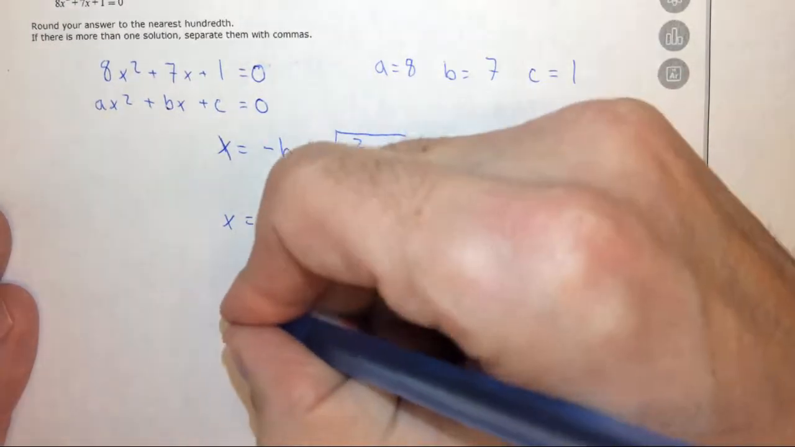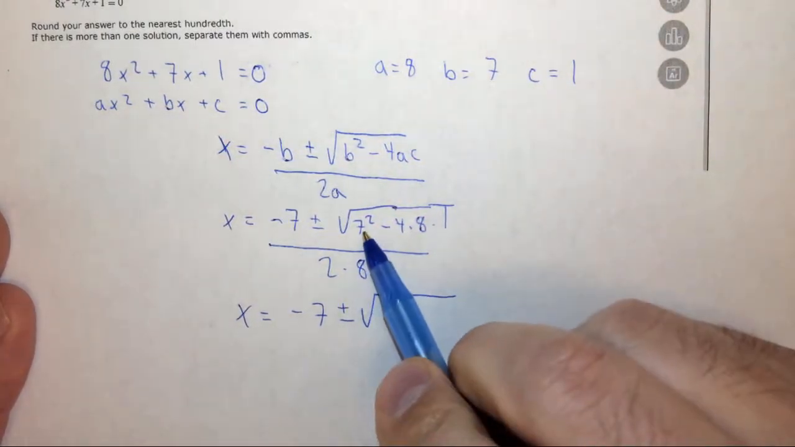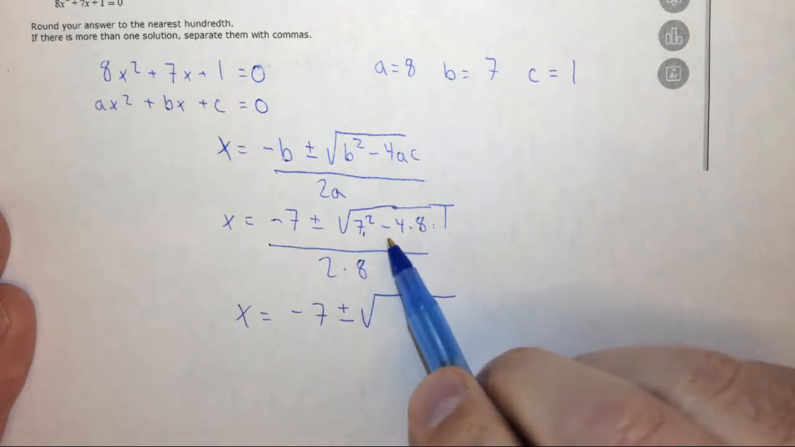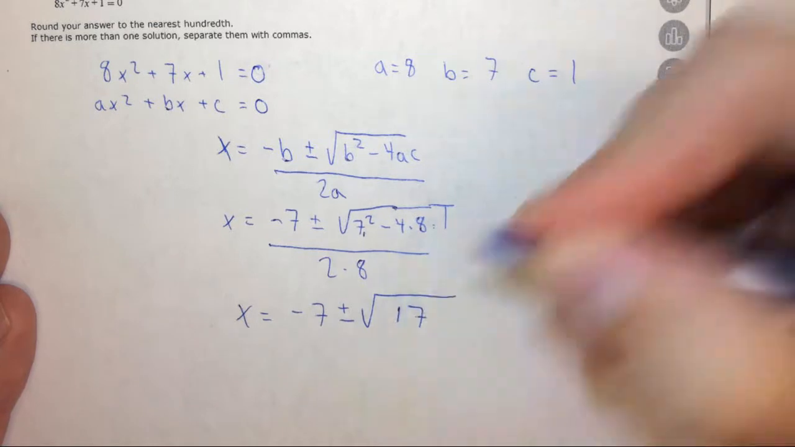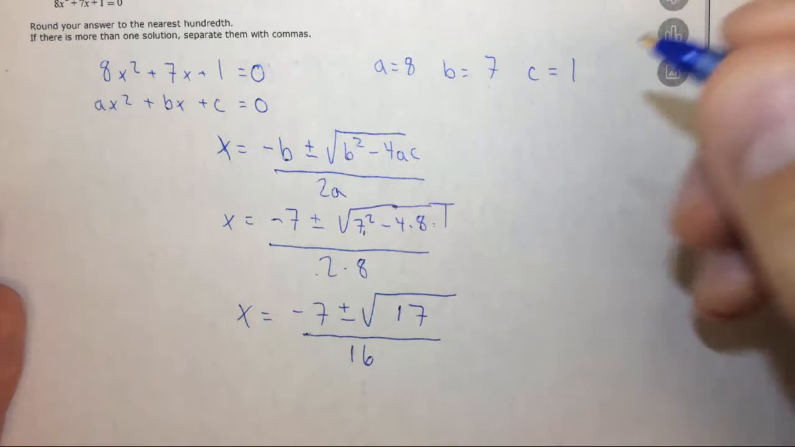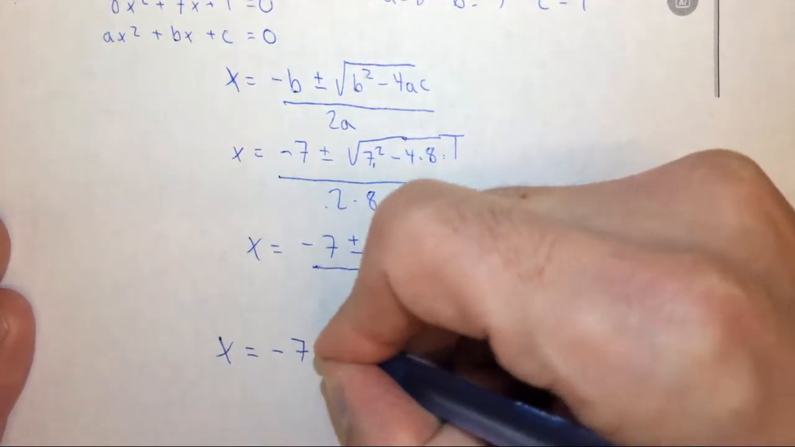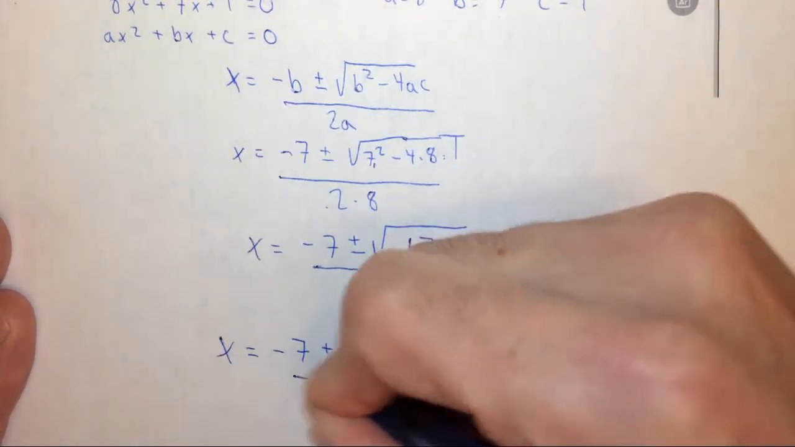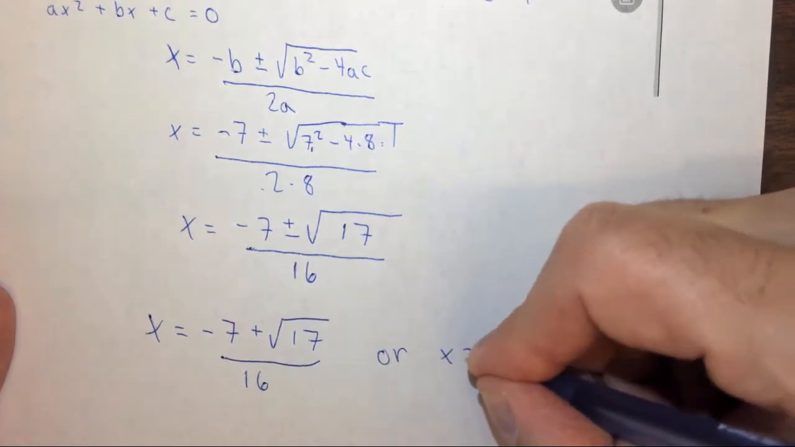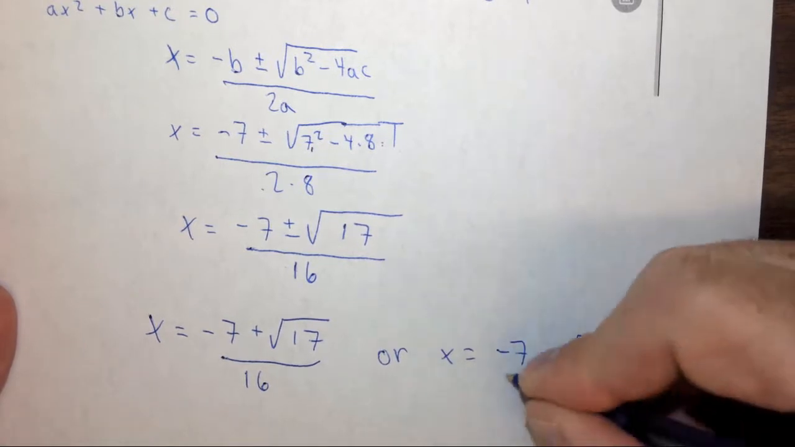Keep continuing. x equals negative 7 plus or minus square root. 7 squared is 49 minus 4 times 8 times 1. 4 times 8 is 32. So it's 49 minus 32, or 17, all over 2 times 8, which is 16. Now we can split it up. x equals negative 7 plus root 17 over 16, or x equals negative 7 minus square root of 17 over 16.